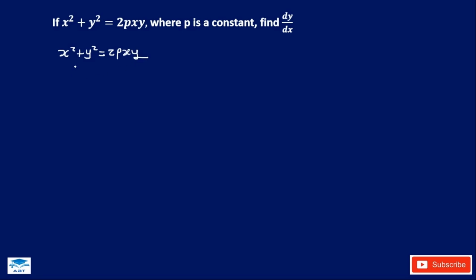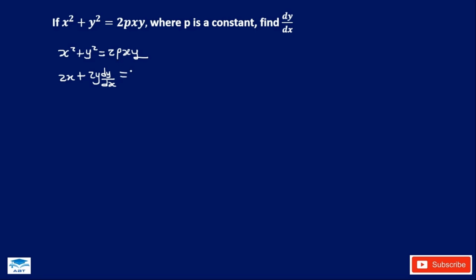So we differentiate everything one after the other. The differential of x squared is 2x. The differential of y squared is 2y, but we multiply the result by dy/dx.